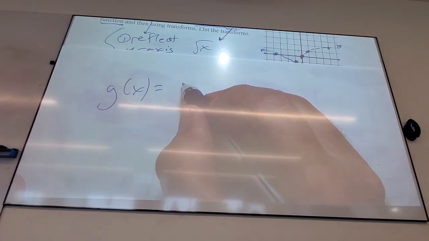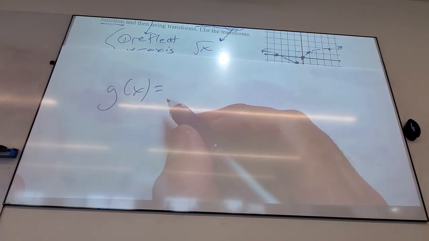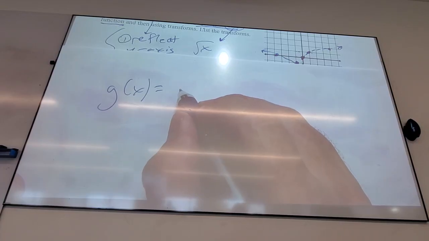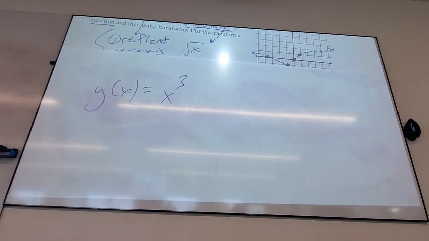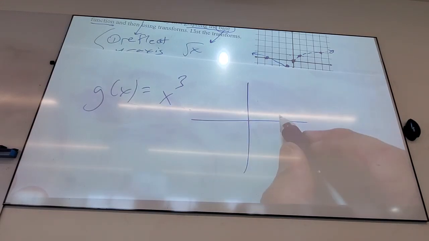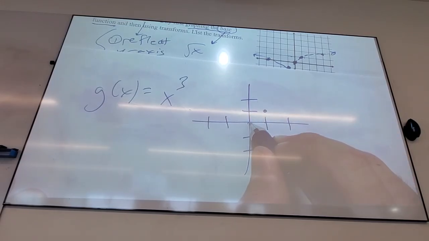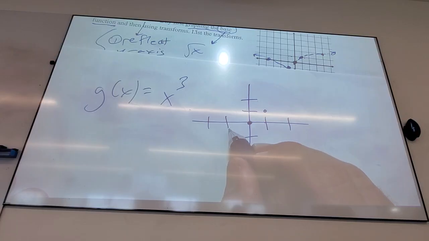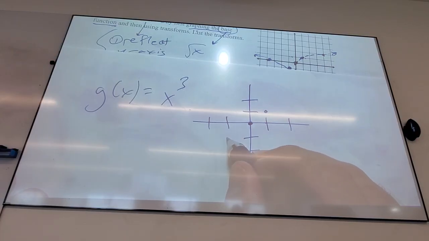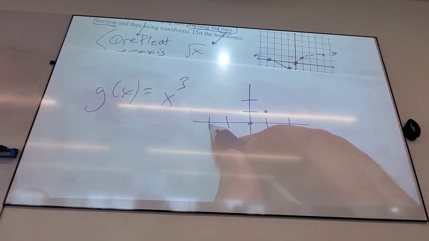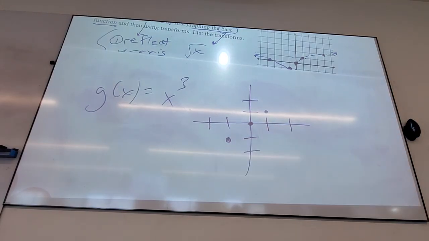All right, look. This function here. How does that look? What's 1 cubed? 1 cubed is 1. What's 0 cubed? And what's negative 1 cubed? Negative 1. That's not a straight line, of course. What's negative 2 cubed? Negative 8, so it goes like this.